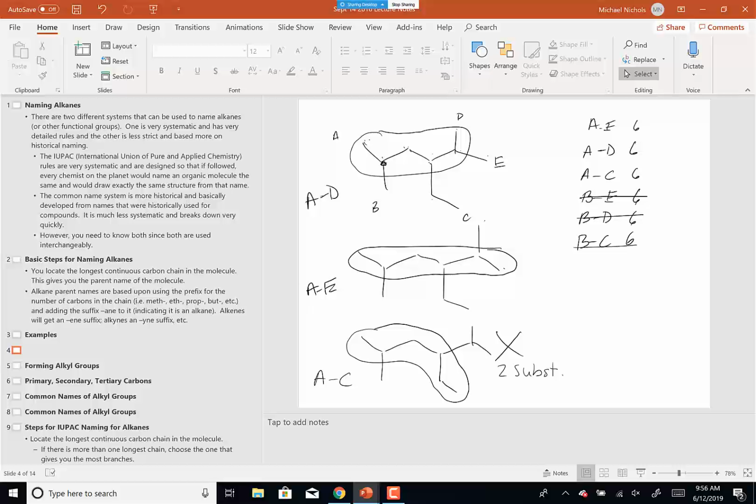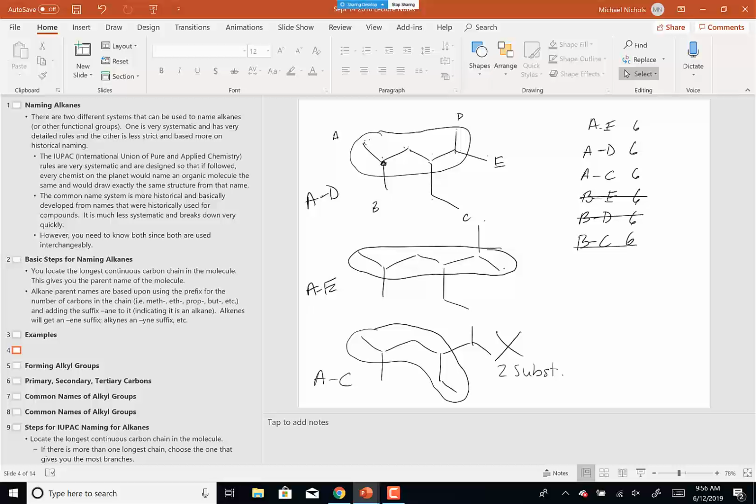Well, let's name them both and see if that happens. If these give two different names, then whichever one you name, I'd give you credit for it. Because this is going into a rule that I can't remember off the top of my head. Maybe in the fall I'll enforce that rule, but not now.